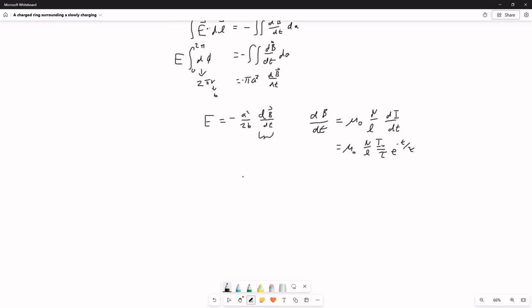Awesome, let's shore all of this up. We have E, again, we already defined it in the phi hat direction, is negative a squared over 2b times mu naught n over L, I naught over tau, e to the negative t over tau. And that is our first answer. We're going to clean the whiteboard up a little bit and come back to it.